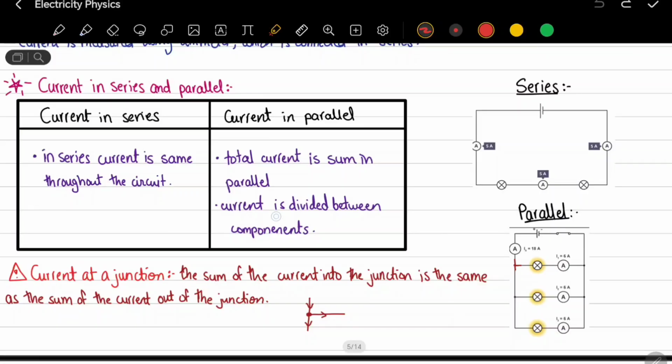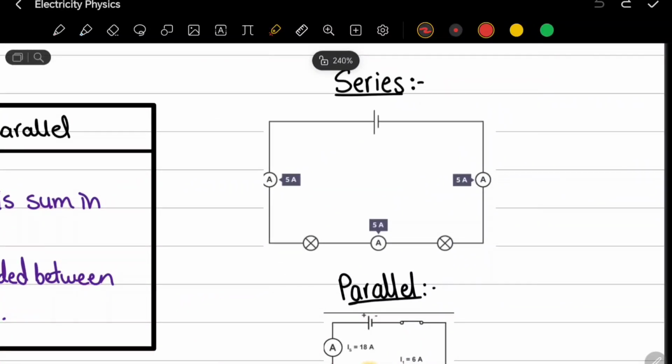Current is divided between the components. Have a look at this. Whenever we are having a series circuit, the current will be the same throughout the circuit, whether it's at the beginning, whether it's in the middle, or at the end.